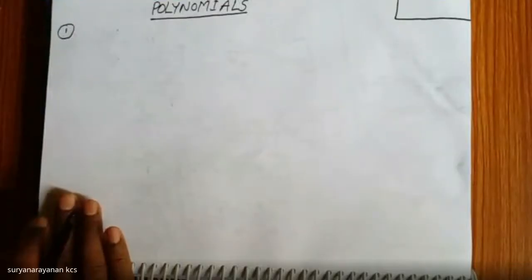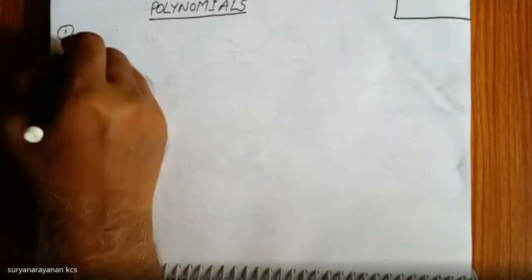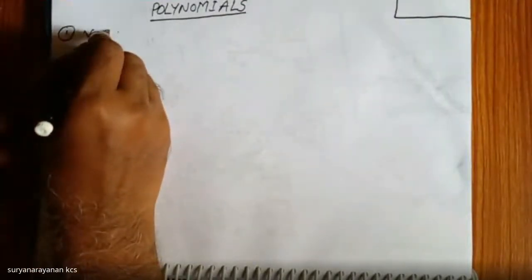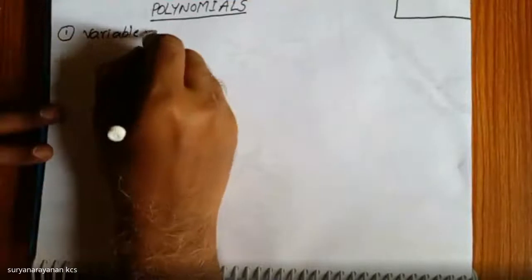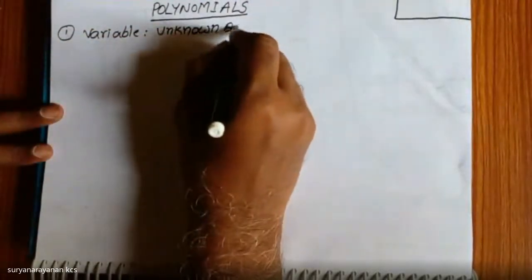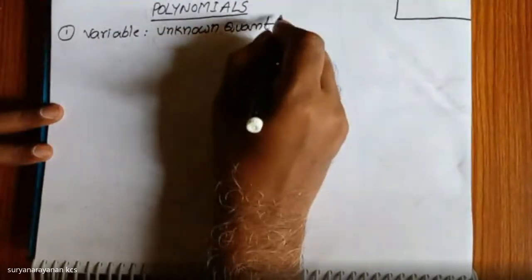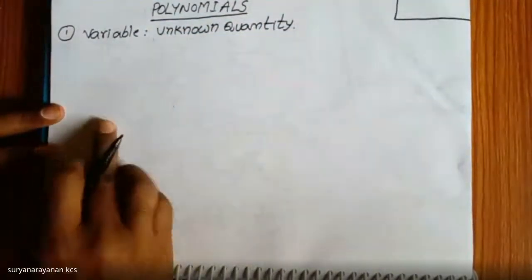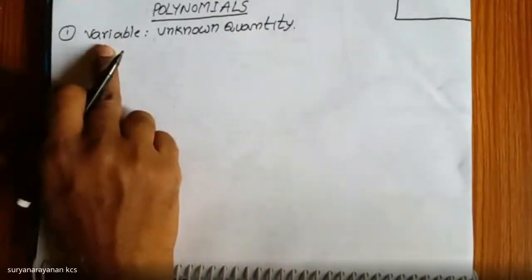Okay, I will ask you some questions one by one. What is meant by variable? What are called variables in mathematics? Unknown quantities. Yes, unknown quantities. Variable means unknown. In mathematics, the unknown quantities are called variables.